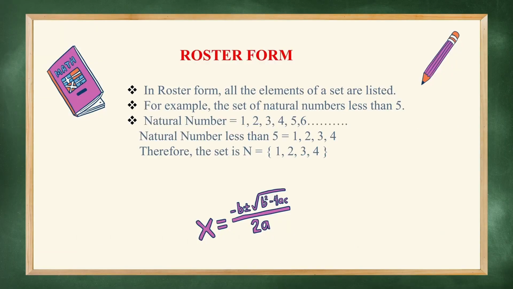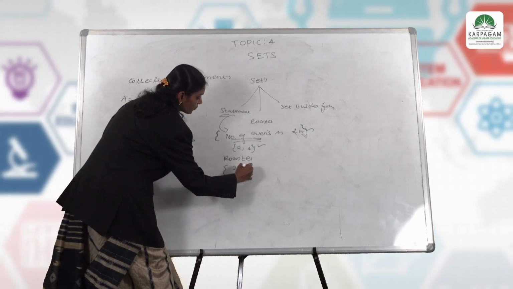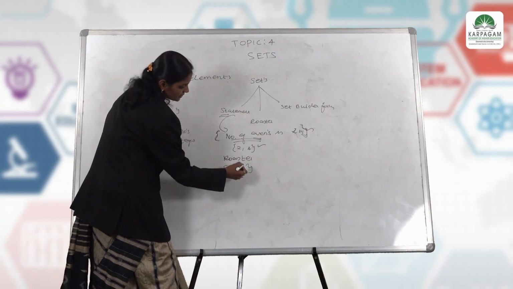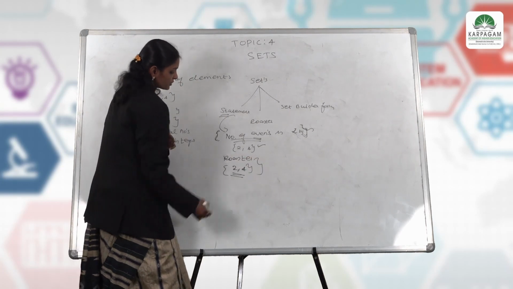And roster form. In the statement form, they mention only the statement, even numbers less than 5. Suppose they give directly {2, 4}, where all the elements are listed inside the set. Here 2, 4 is given directly. This is called the roster form.